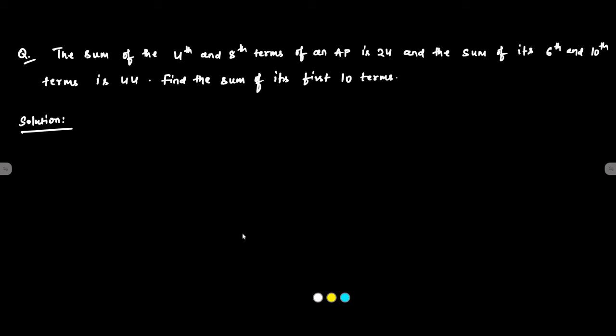So here is another question on sum of n terms of an arithmetic progression. It is given the sum of the 4th and 8th terms of an AP is 24 and the sum of its 6th and 10th terms is 44. Find the sum of its first 10 terms.